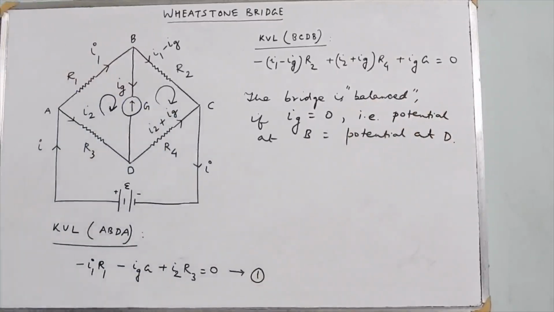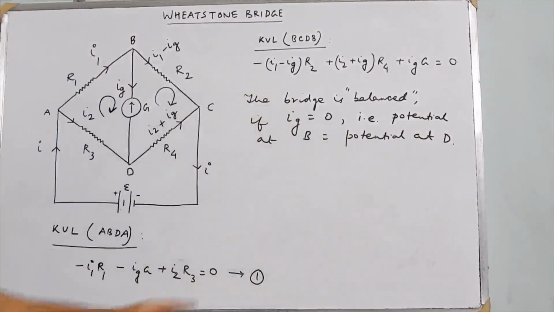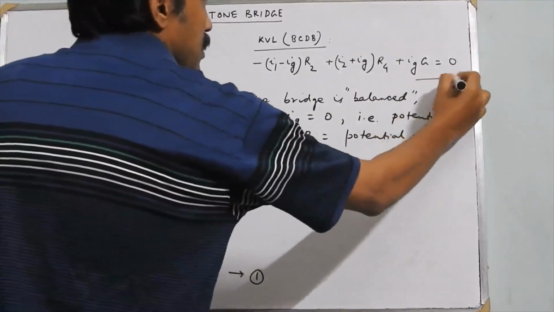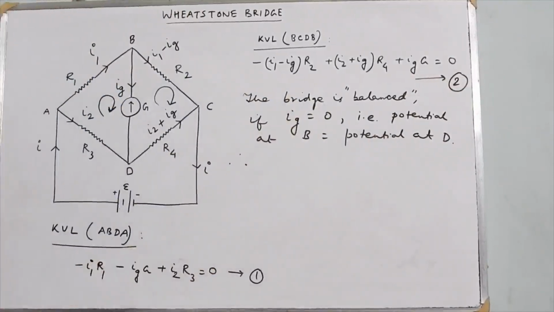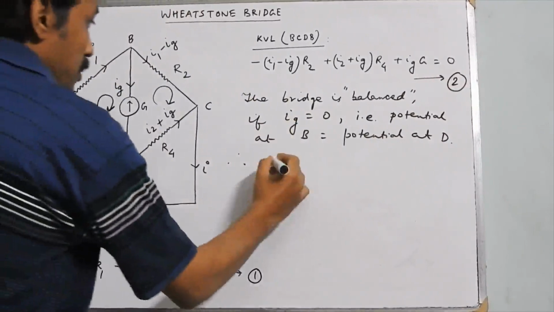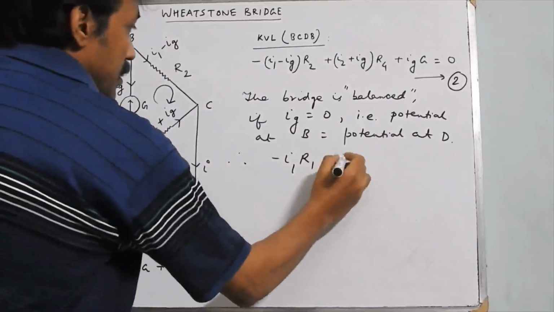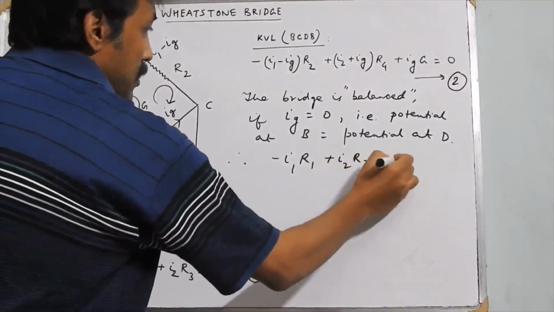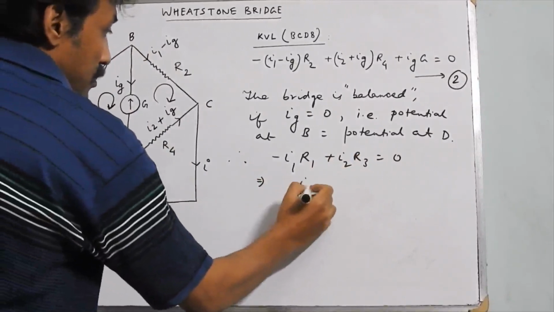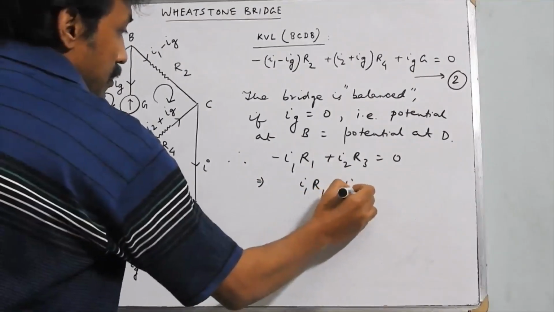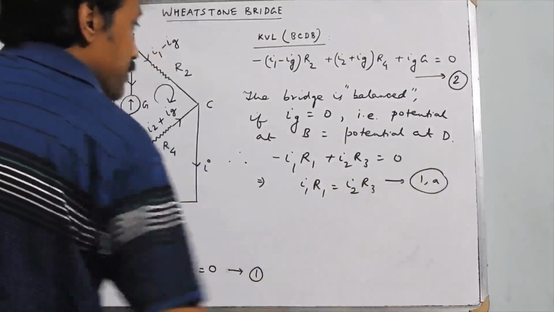And when the bridge is balanced, we can substitute Ig equal to 0 in both equation 1 and equation 2. So putting Ig equal to 0 in 1, we get minus I1 R1 plus I2 R3 equal to 0, which means that I1 R1 is equal to I2 R3. This is our equation 1a.